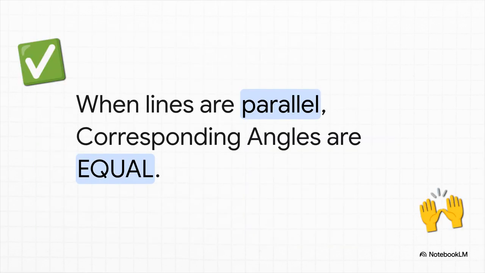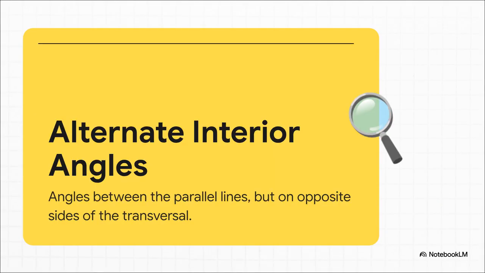And here's the rule for them. It's beautiful in its simplicity. When the lines are parallel, corresponding angles are always equal. So angle 1 is the exact same size as angle 5. That's it.